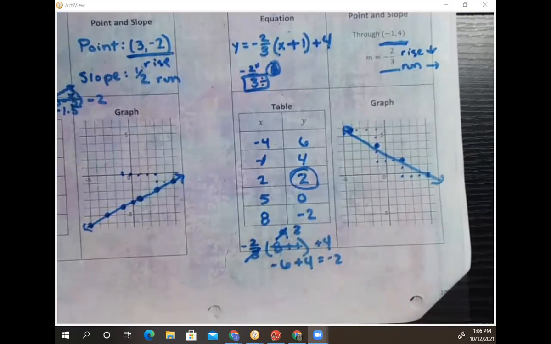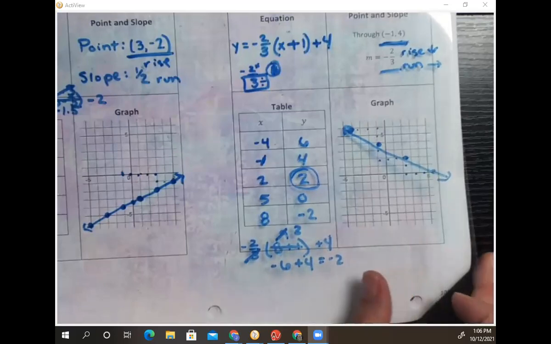You can pick any x value that you want. Some of them are just going to give you kind of funky y's. Questions for me so far? Okay, turn the page. We're going to look at a couple more examples.